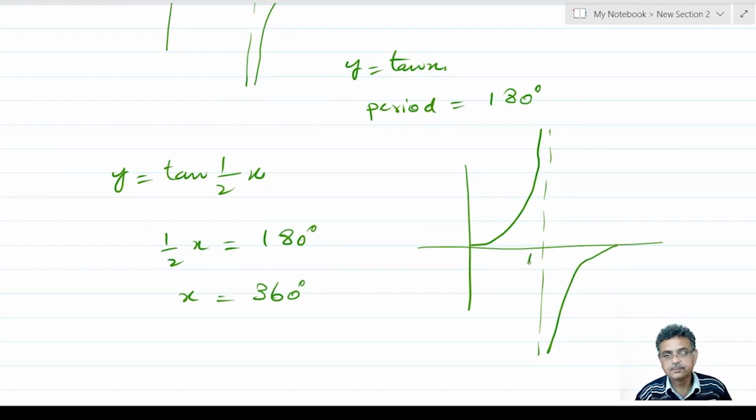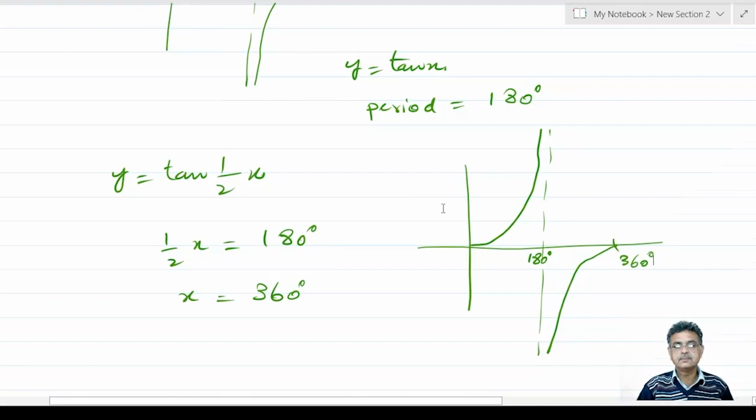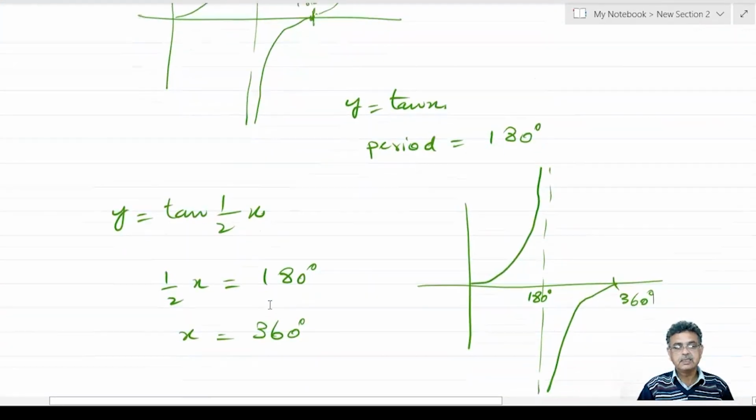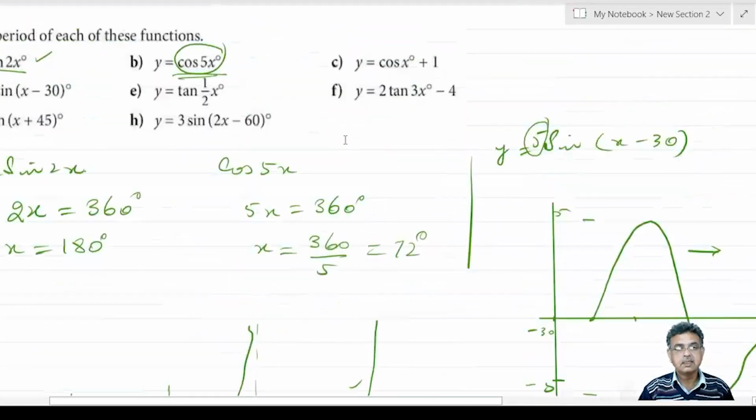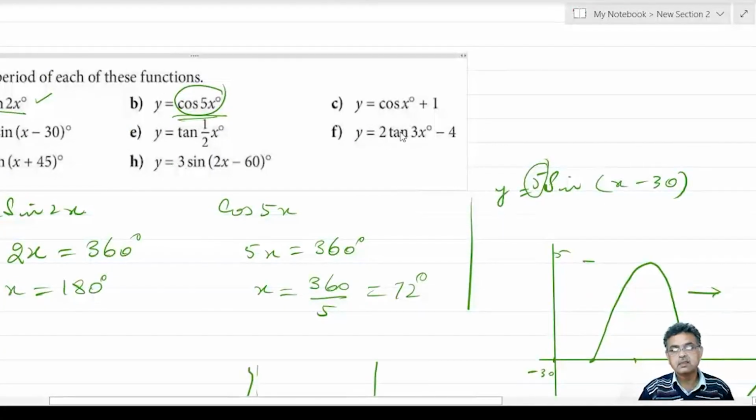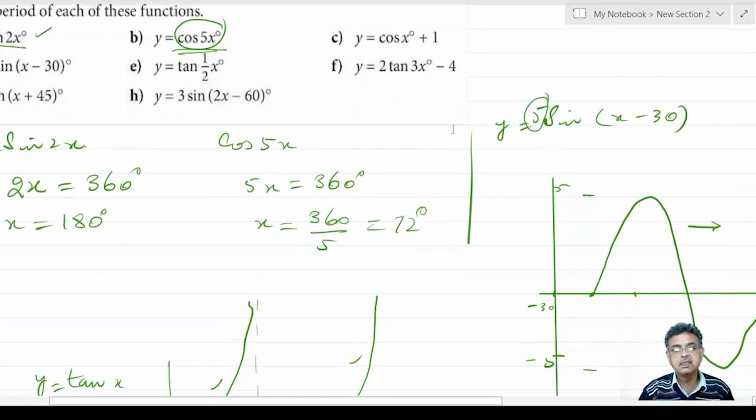Only these values. This value becomes 180 degrees and this one becomes 360 degrees. That is the difference it makes. So its period is now 360 degrees. Okay, next, tangent 3x.